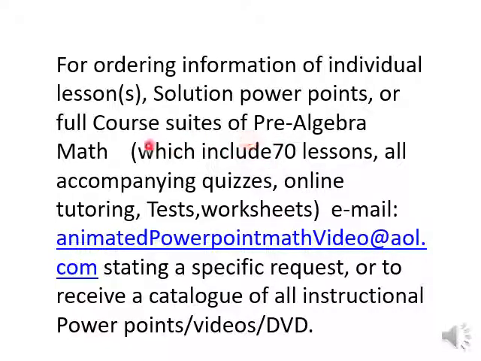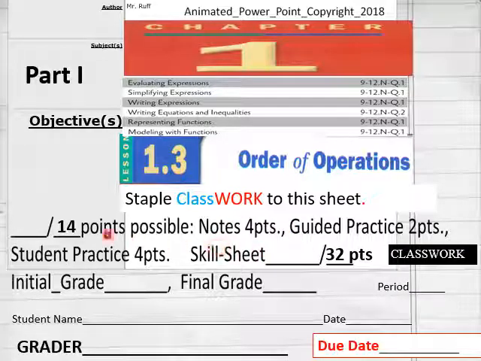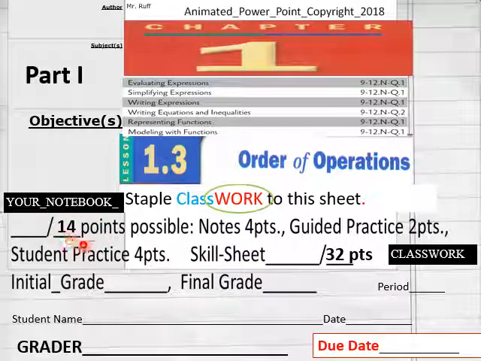Hello everybody, getting ready to do lesson 1.3 Pre-Algebra Math today. For today's classwork, you've got 14 points of notebook taking, lots of notes in this lesson. 1.3 order of operations, 32 points will go on your classwork sheet. Have that out in front of you, which is what you have here: name, date, period, and then the due date here for onliners and homeschoolers.